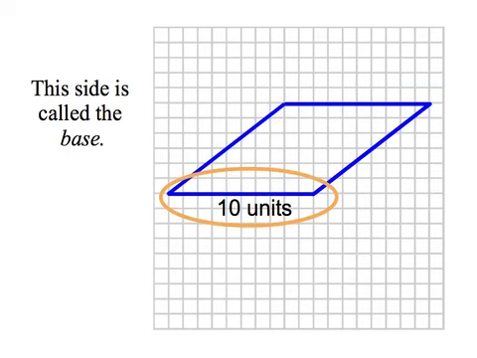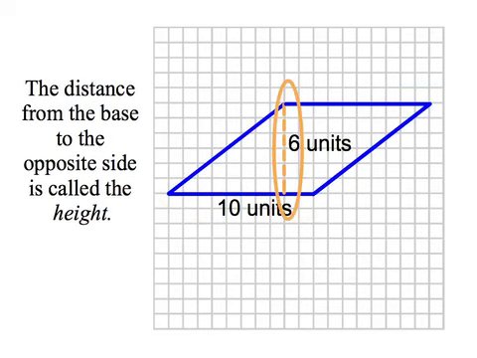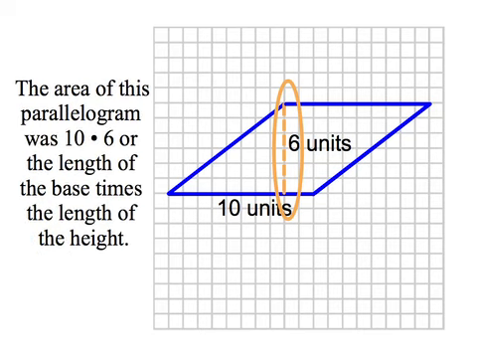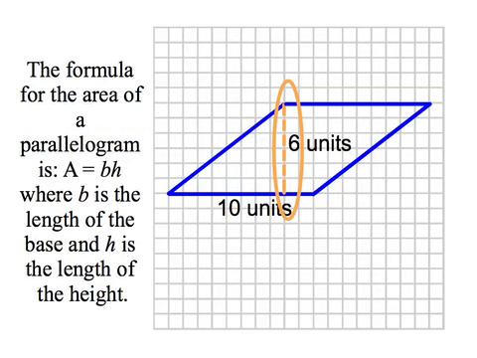Well, that bottom side is called the base, and the distance from the base to the opposite side is called the height. In this case, the base was 10 and the height was 6. And that's what we multiplied to get the area, 10 times 6. We multiplied the length of the base times the length of the height. And that brings us to the formula of the area of a parallelogram. The area is equal to b times h, where b is the length of the base and h is the length of the height.